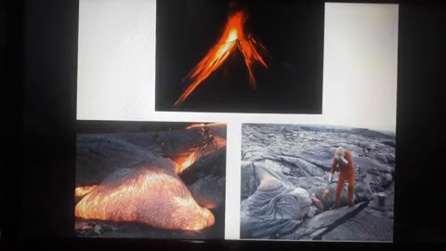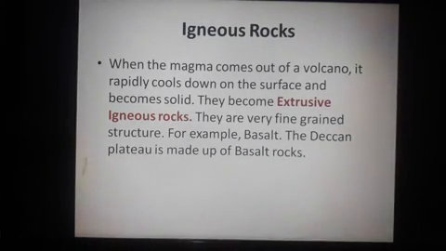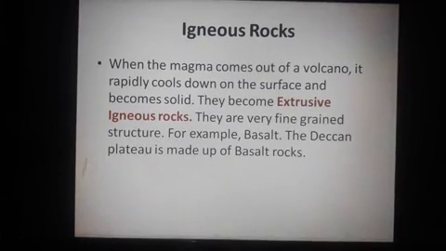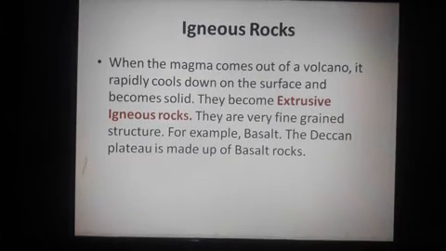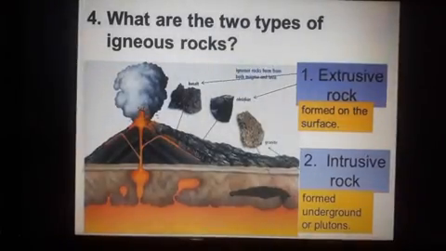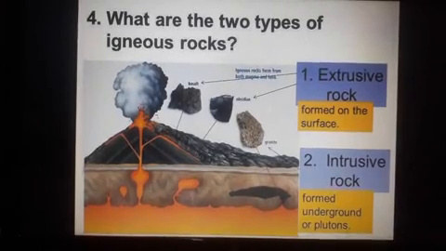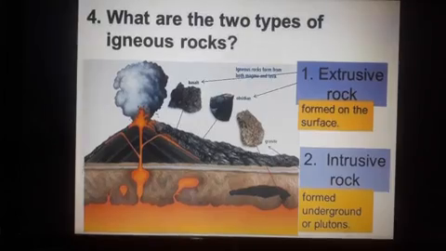Okay, now let's discuss the two types of igneous rock. On the basis of origin, igneous rocks may be classified as extrusive igneous rock and intrusive igneous rock. Now look here. What are the two types of igneous rock? As I told you, extrusive and intrusive. Now first let's discuss the extrusive.